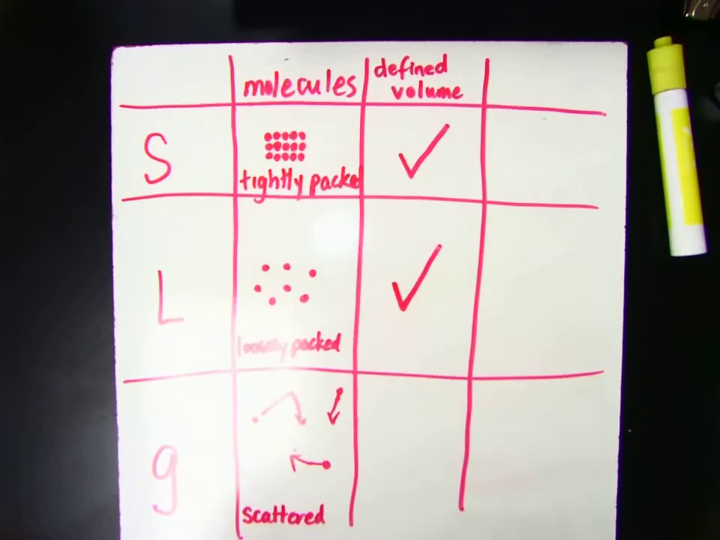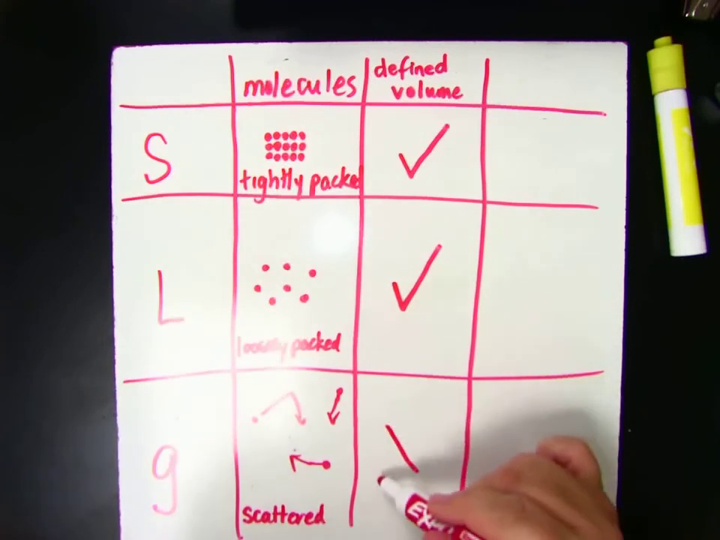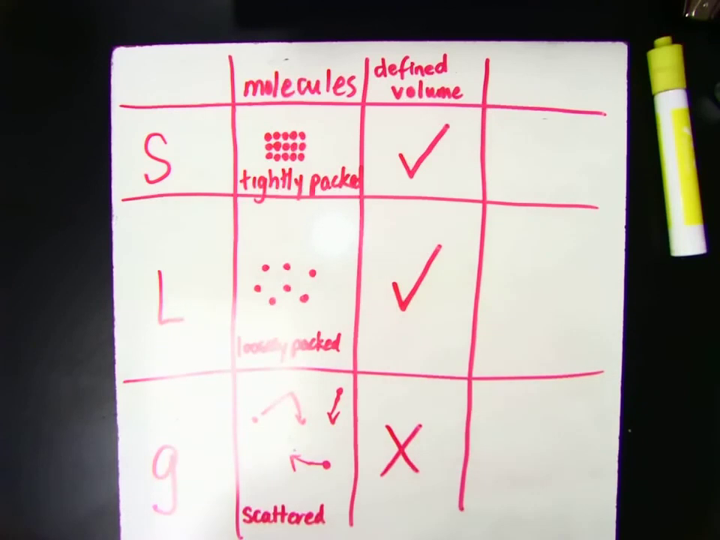Now, gas, on the other hand, does not have a defined volume because it just fills up whichever container it's put in. So if we took a balloon and transferred the gas to a huge bucket, the gas would just take up the space inside of that huge bucket. So it does not have a defined volume. It just fills up whichever container it goes into.